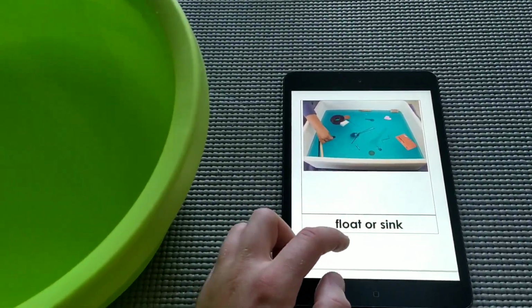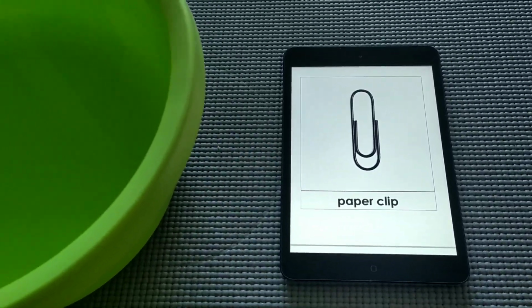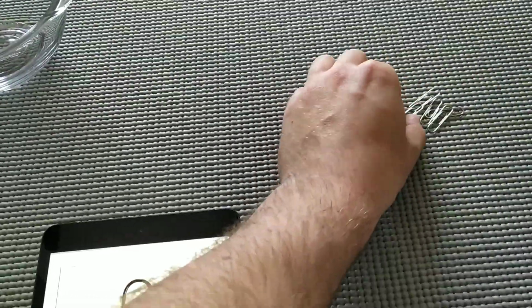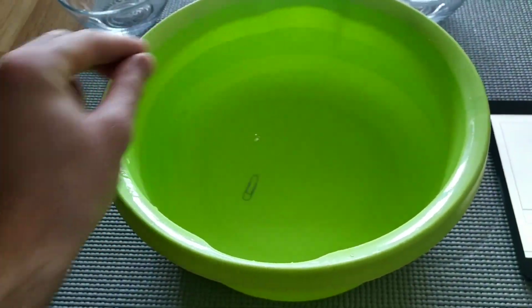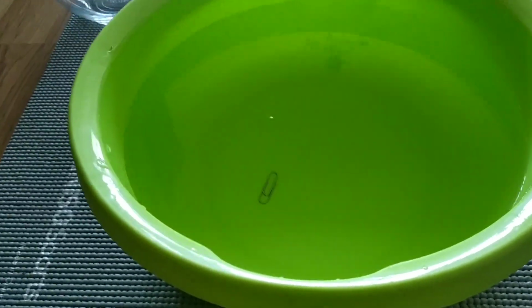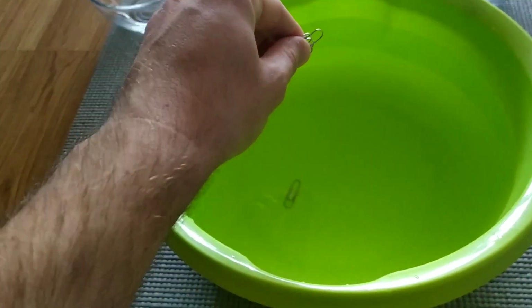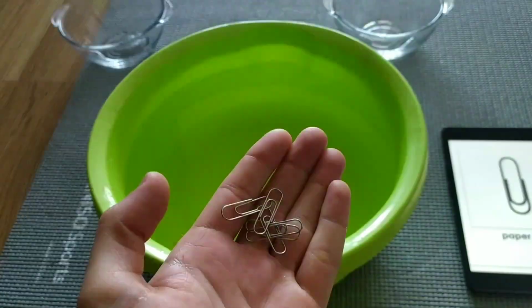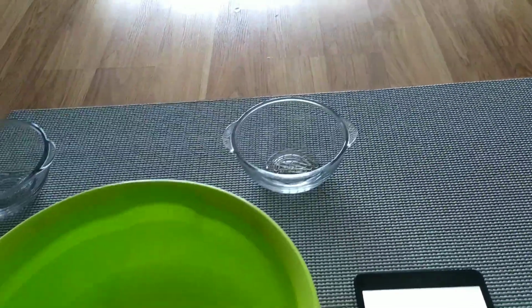So let's look at the first object. It is a paper clip. So we can take a paper clip and what do you think will happen? So we can see the paper clip sinks. I can take some more and each one sinks. So we can put the paper clips in the sink bowl.